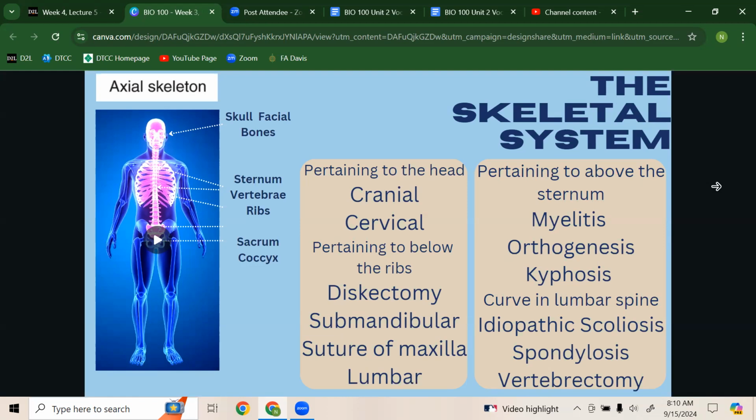Okay, let's go through each word here. So pertaining to the head. We could say cranial, or the other way we could say it is cephalic. Cephalic. So either of those would be correct. Cranial is pertaining to the head, and more specifically, cranial is referring to the cranium, which is the bones that make up our skull.